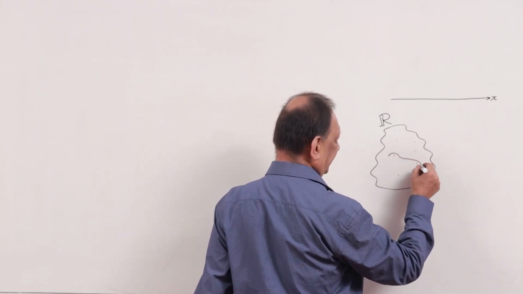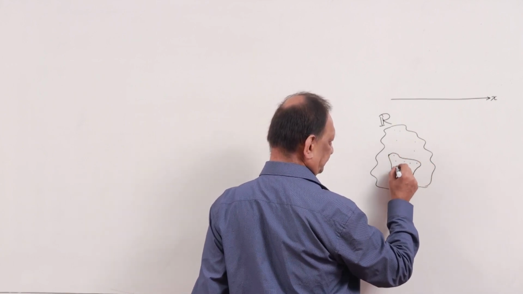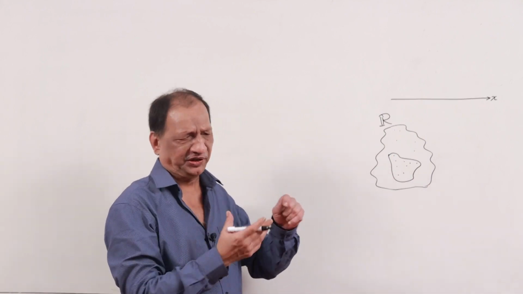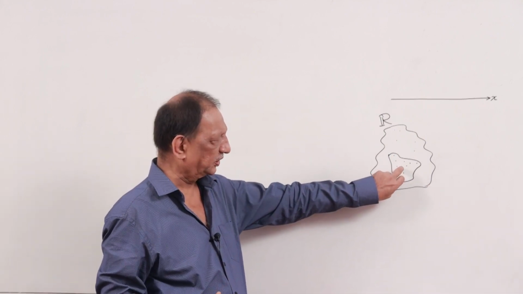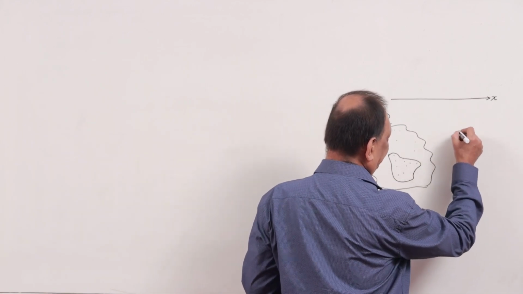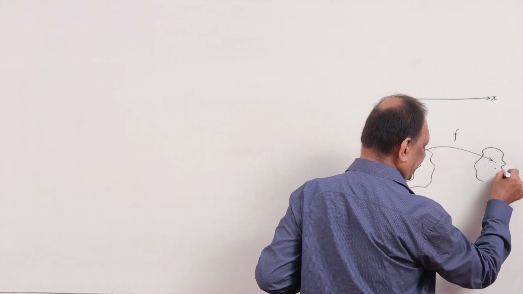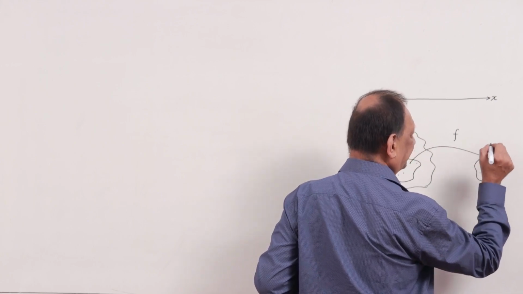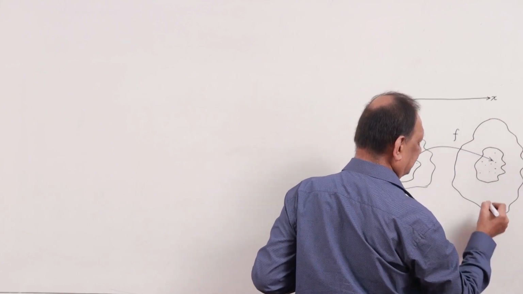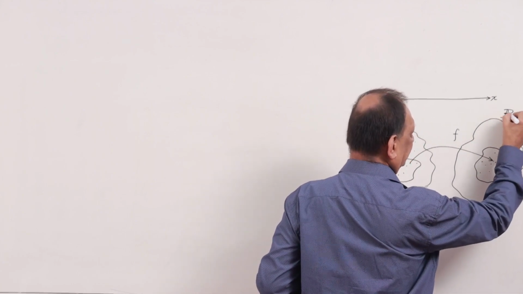Maybe our domain is a subset of this. Within the real set, there is a subset, which is basically an interval, or a set of intervals. It also will contain an infinite number of points. And when you say f is a function, the range is again a subset of the same real number system.